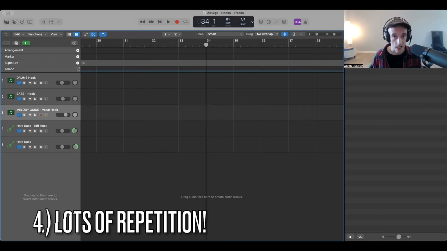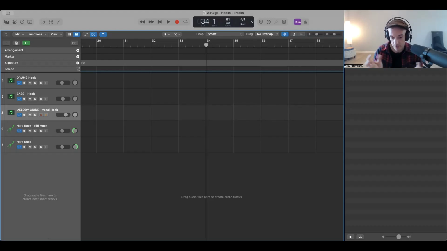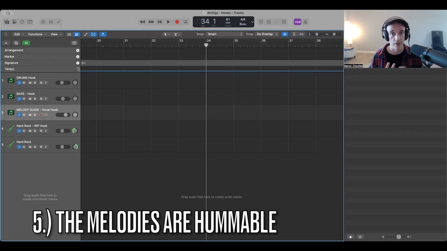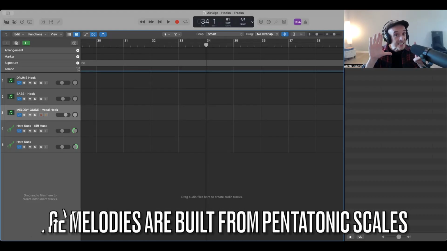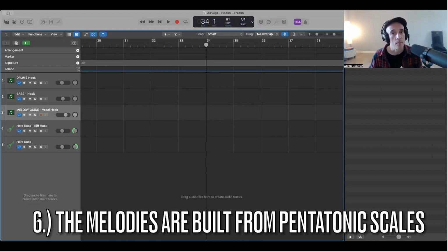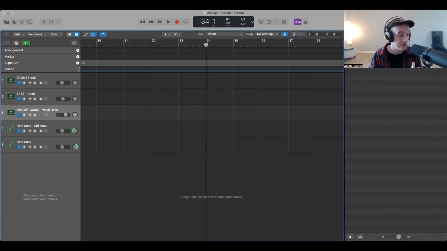Four, lots of repetition, right? Not only in the way that the phrase is built using the notes, repeating notes, but also repetition of the phrase itself. Five, the melodies are all very hummable, right? And number 6, they all pull from a pentatonic scale. It could be a major pentatonic scale or a minor pentatonic scale, but they're all pulling from the pentatonic scale.